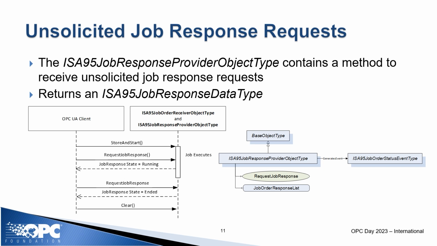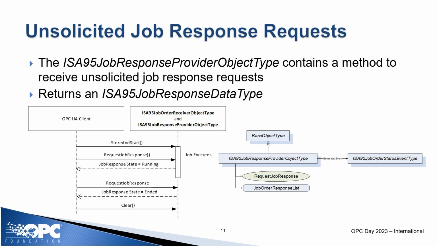So this object sits in the machine itself, not on the client side or the MES side, but in the machine itself. And it's either the job order receiver or the job response provider object type. You have this job response here. So the store and start is the job order receiver method. The request job response is the job response provider method. So this gives you the capability to do a poll, essentially, if you want to find out what's going on.